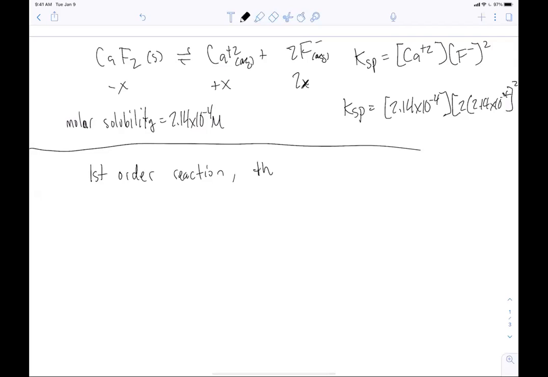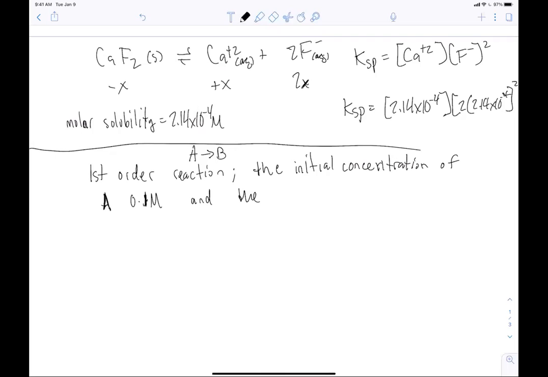the initial concentration, we'll just call it A. So this is just some generic reaction that's first order. Let's say it's A going to B. The initial concentration is like 0.1 molar. I'm trying to remember how that's phrased, let me look at the homework problem really quick.